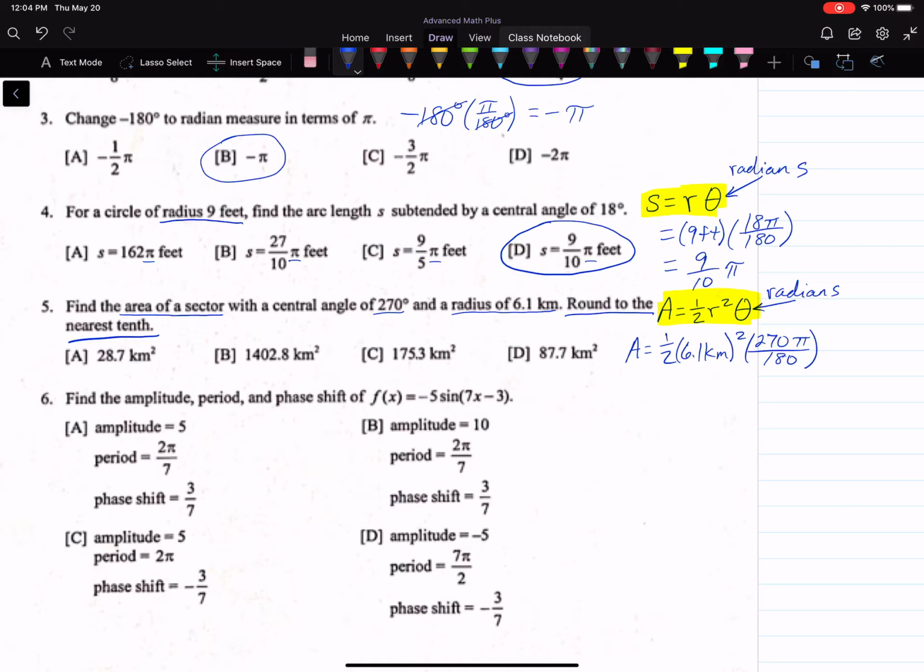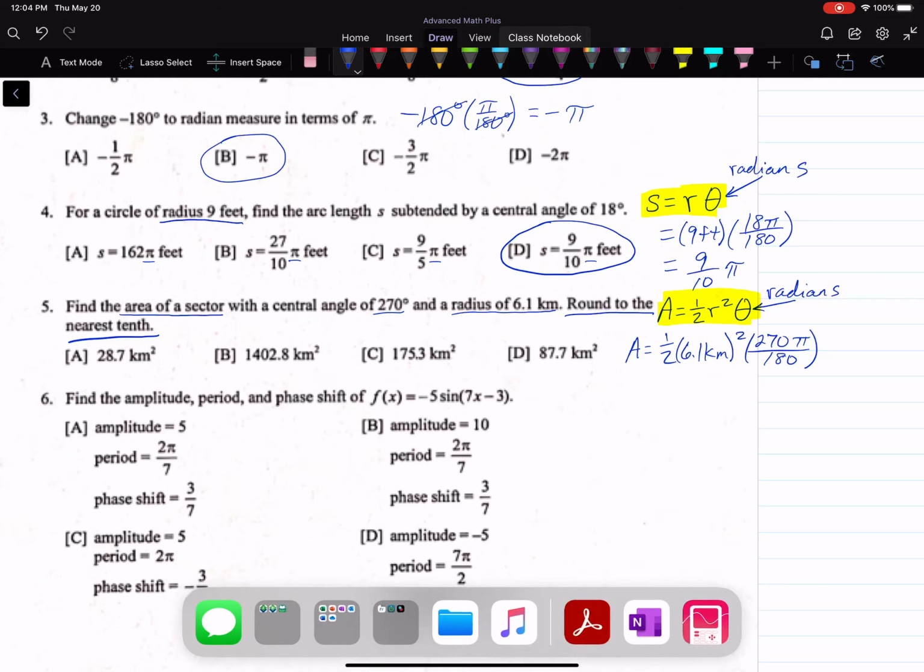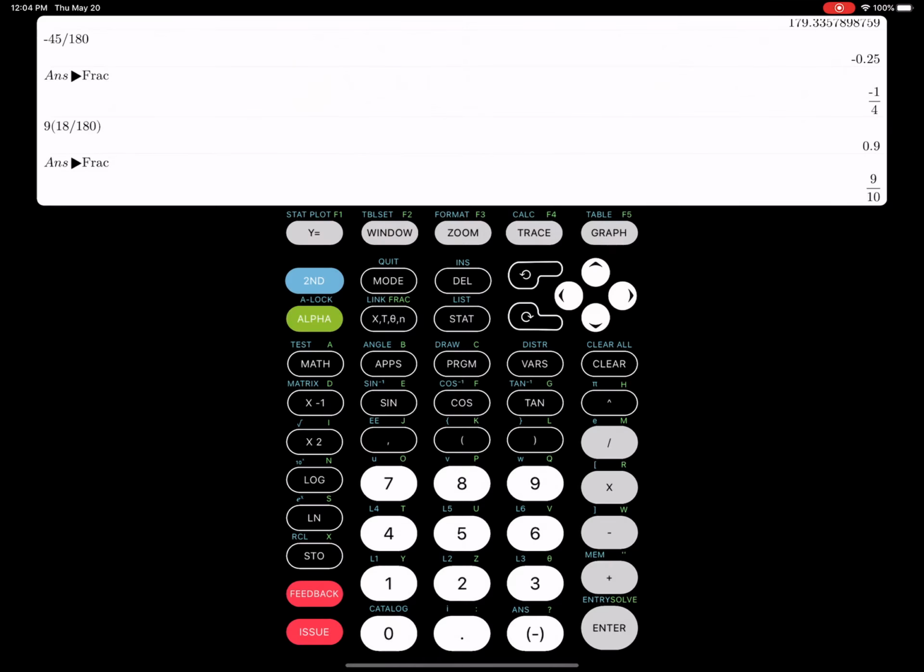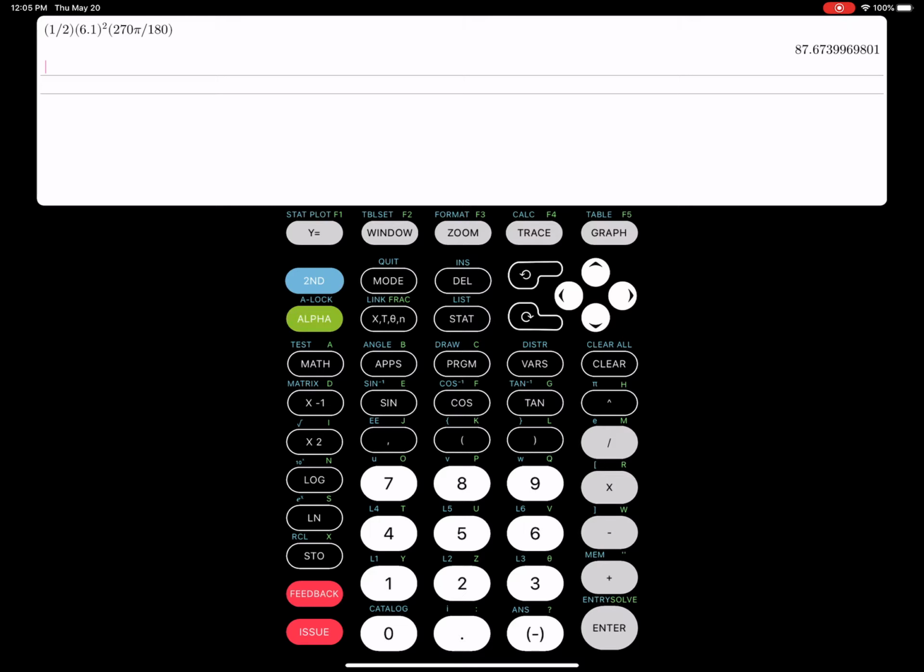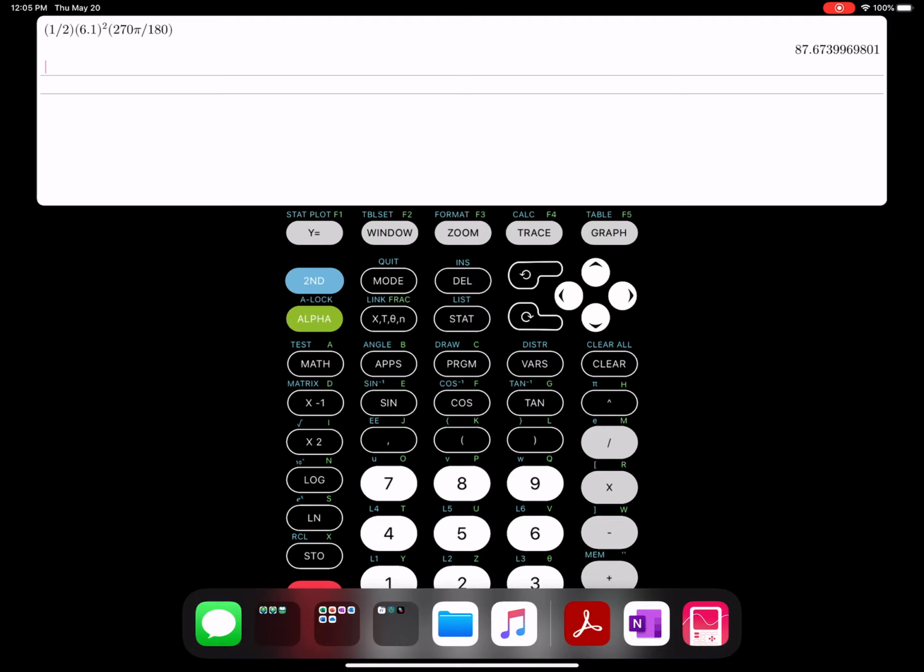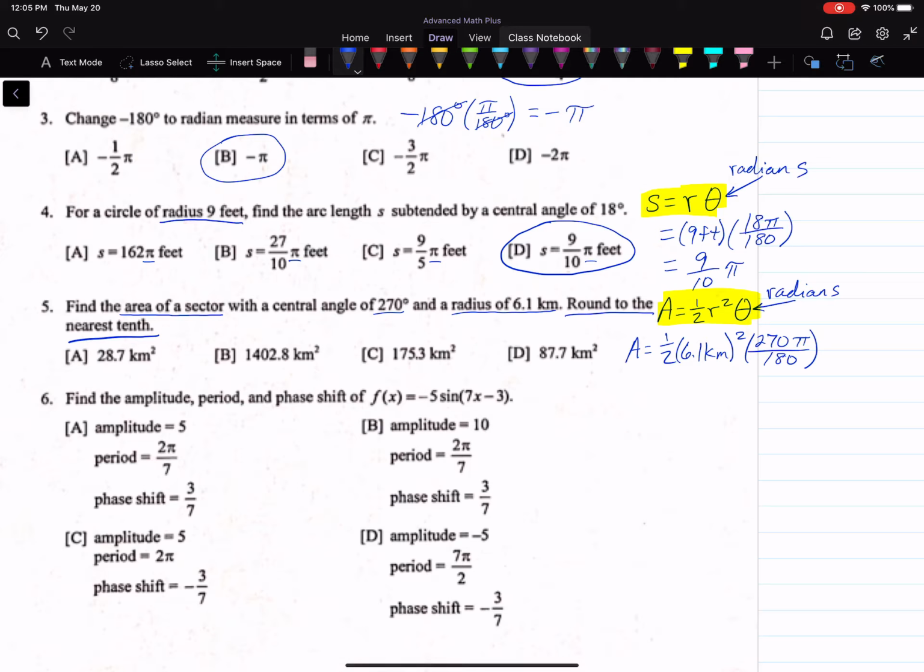What did I do wrong? Oh, I didn't square it in my calculator. So let me try all that again. Clear. So we've got 1/2 times 6.1 squared times, what was it again? 270 pi divided by 180. There we go. 87.7. So 87.7 is D.